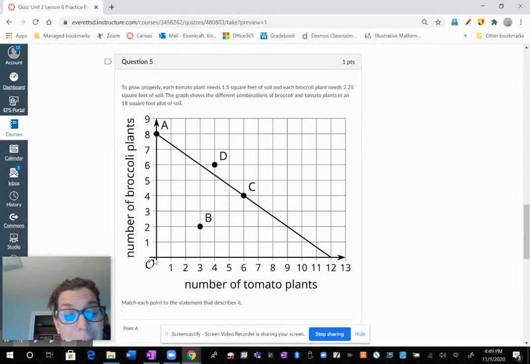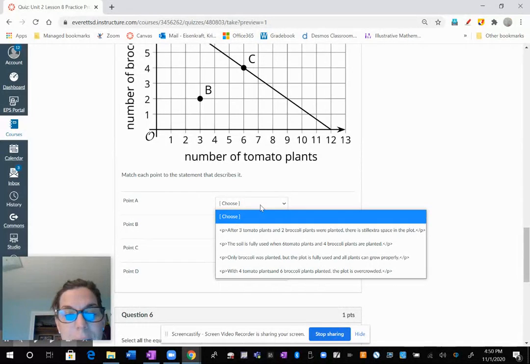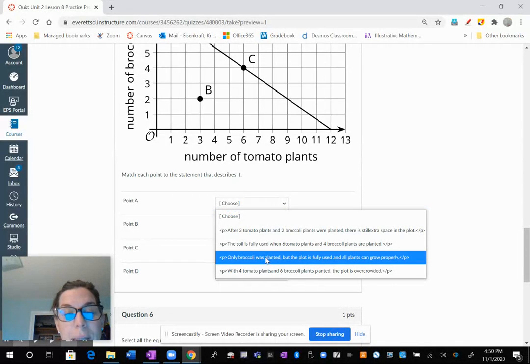So it works. According to the ordered pair, there were 0 tomato plants and all broccoli. Okay, so let's pull that down. Point A is only broccoli was planted, but the plot is fully used and all plants can grow properly, meaning it used up the whole amount and didn't overcrowd.